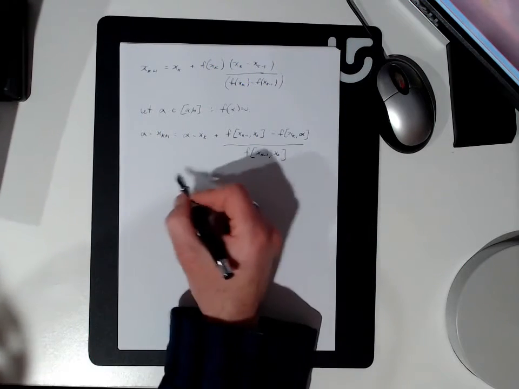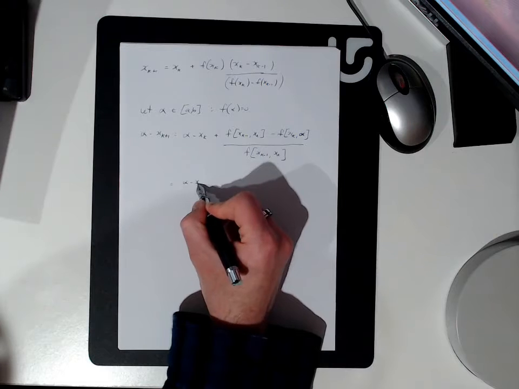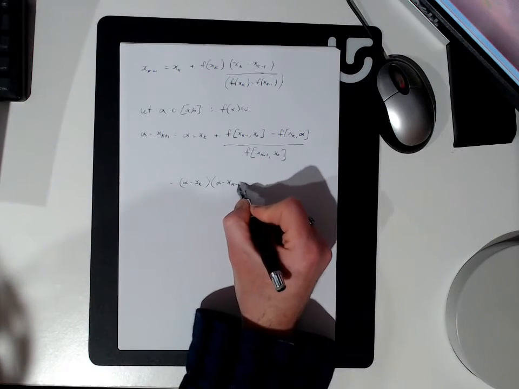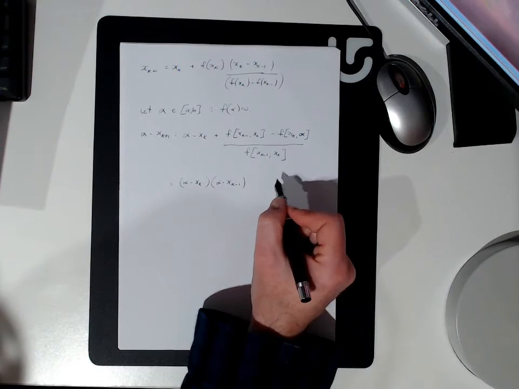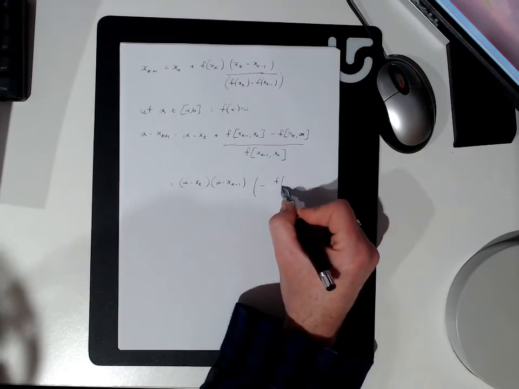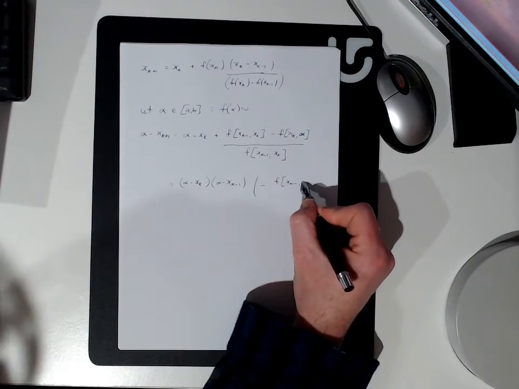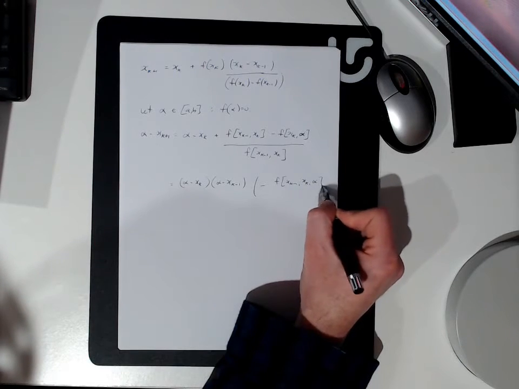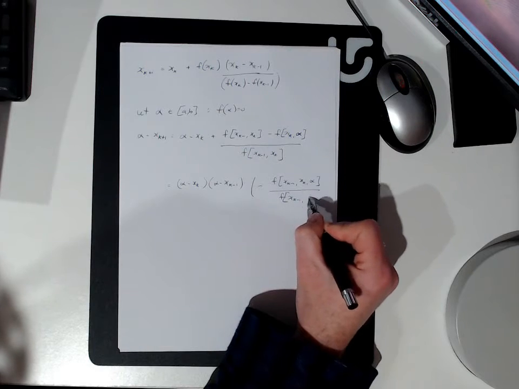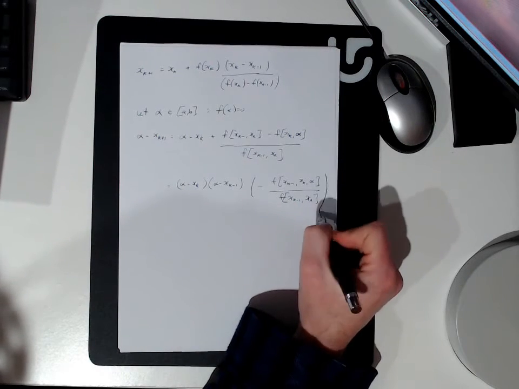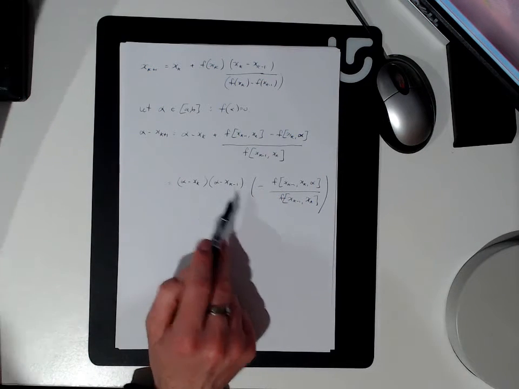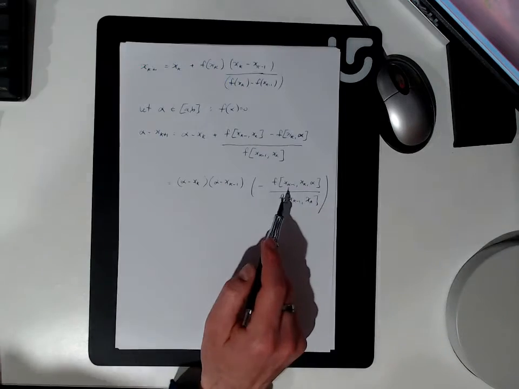Now this can be rewritten as alpha minus xk times alpha minus xk minus 1, minus the function xk minus 1, xk, alpha divided by f xk minus 1, xk. Right, current error, previous error, and the error before that, and this thing. So what is this thing?